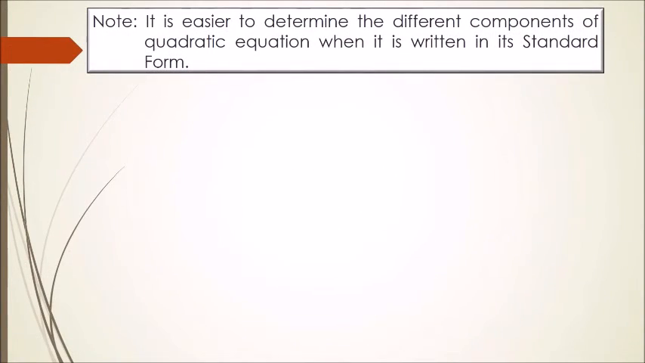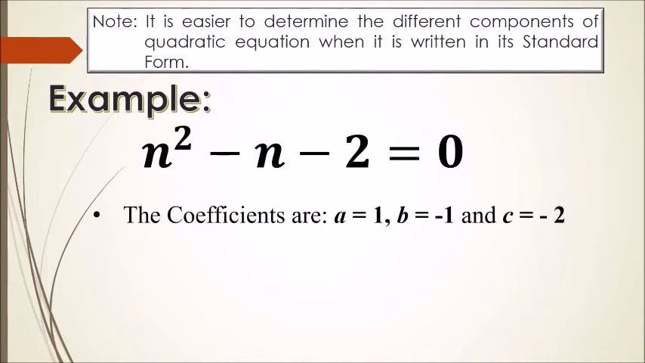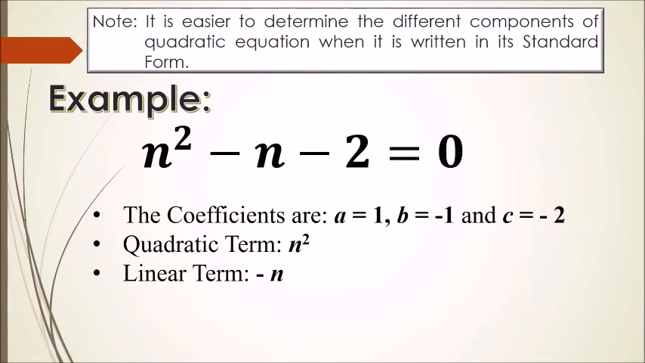Take note, mas madaling i-determine ang iba't ibang components ng quadratic equation kung ito ay nakasulat sa kanyang standard form. Halimbawa, n squared minus n minus 2 equals 0. Ang kanyang mga coefficients are a equals 1, b equals negative 1, and c equals negative 2. Ang kanyang quadratic term, n squared. Ang kanyang linear term is negative n, at ang kanyang constant term is negative 2.